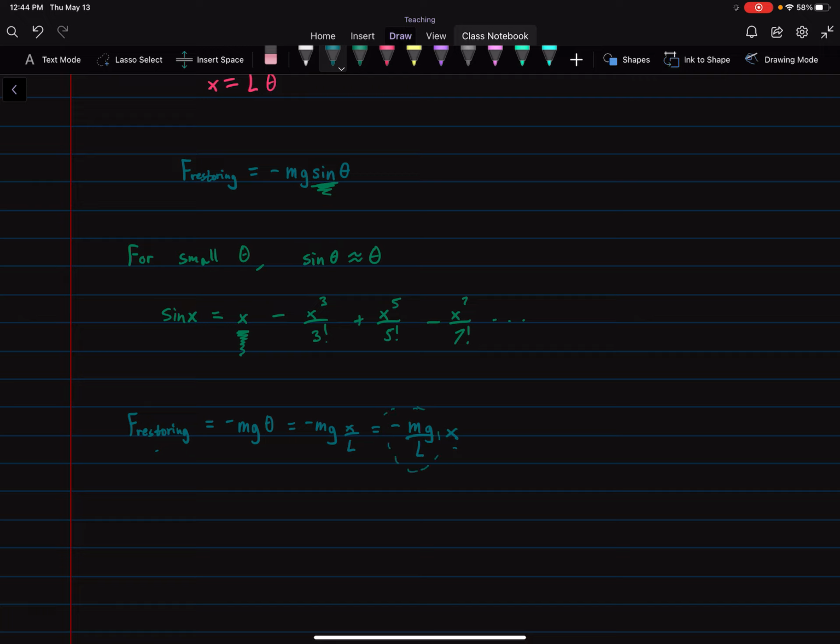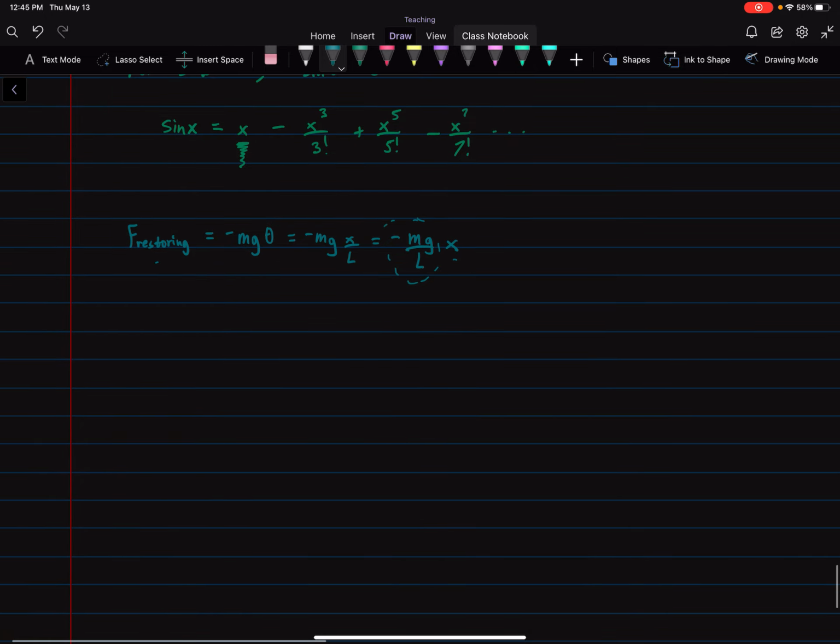So hopefully it makes it clear that this mg over L is our quote-unquote spring constant. In this case, it's not a spring, but it doesn't have to be a spring. We might more aptly refer to this as a force constant. But it's the same concept. It's the restoring force proportionality constant, and it's equal to mg over L. So with this, we can find our angular frequency, our frequency, and our period.